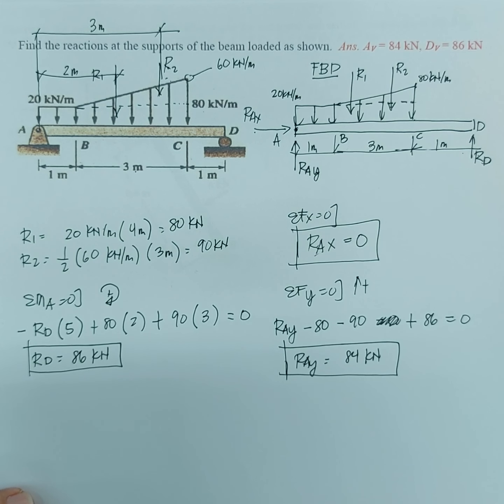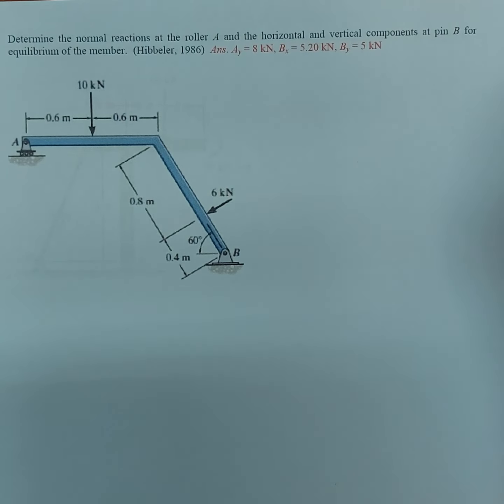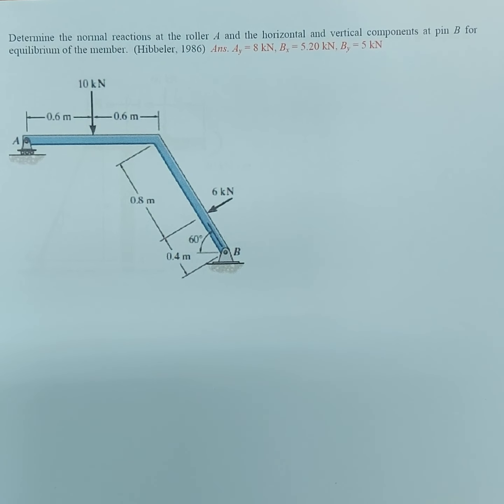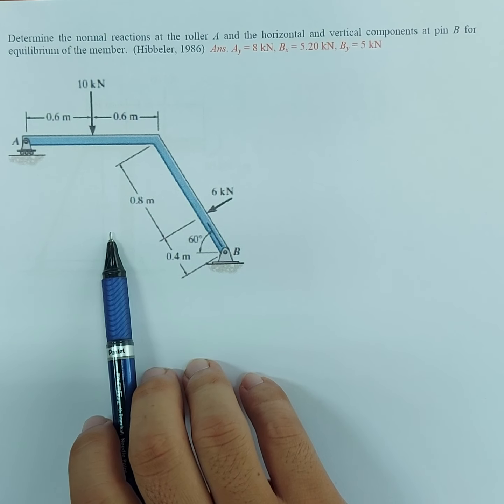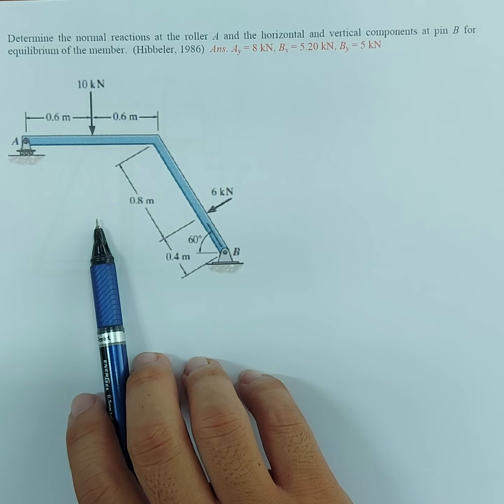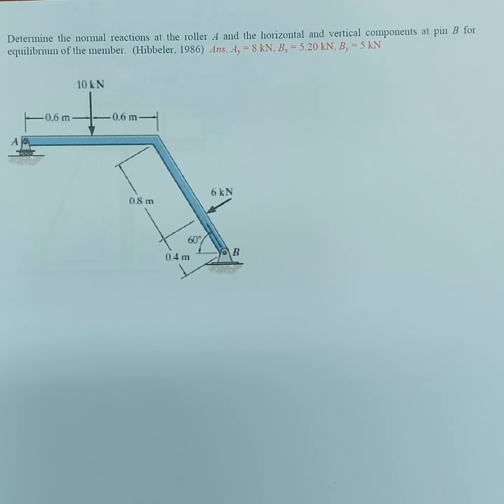Next, illustrative problem. Okay, next problem. Determine the normal reactions at the roller support at A and the horizontal and vertical components at pin B for equilibrium of the member. So, sinabi naman sa problem kung anong klaseng support meron sa point A and point B. So, at A roller daw. So, roller, which means ito na yung gawin nating free body diagram. So, ilagay ko na lang dito yung mga reactions natin.